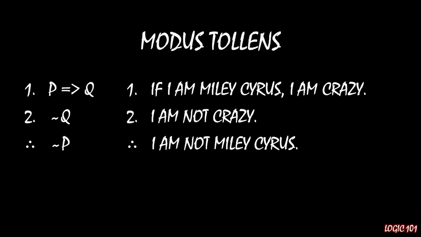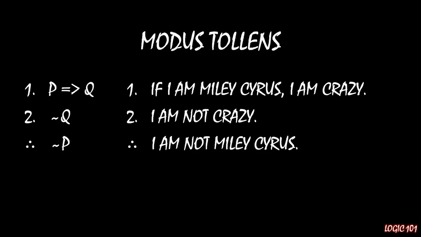So for example, suppose you have the two premises: if I am Miley Cyrus, I am crazy. And instead of having the affirmation of the antecedent, we have the negation of the consequent. So for the second premise, we have, I am not crazy. Well, if I'm Miley Cyrus, then I'm crazy. If I'm not crazy, then I can't possibly be Miley Cyrus. So those two premises, through modus tollens, allow us to conclude that I am not Miley Cyrus.